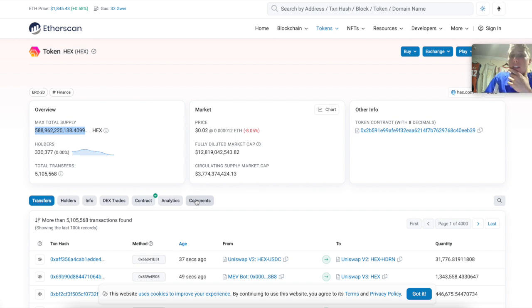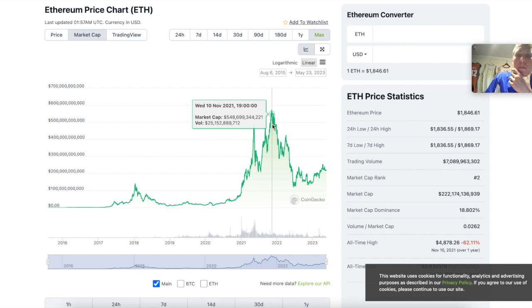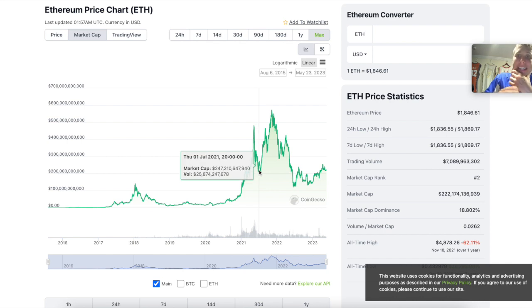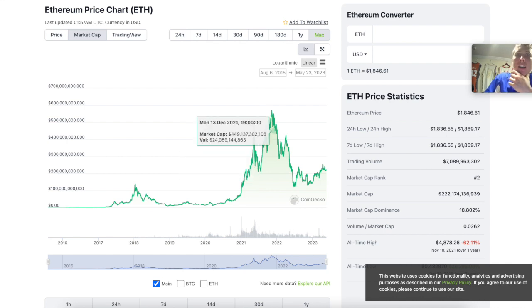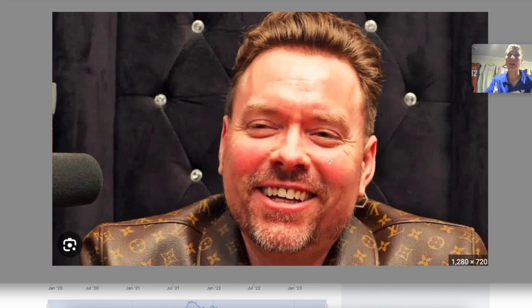588,962,220,000. Basically, at one point in time, this market cap was about $350 billion. Now, if you compare the market caps on ETH, the peak for ETH was around 500 billion. And there was a point in time where ETH was actually flipped by Hex, just going based on pricing and market caps. But anyways, Hex made a lot of people a lot of money, and they have a cult-like following to this dude named Richard Hart. This is Richard Hart. He's basically behind Hex and the Hex token and Pulse Chain. Get it, Richard. Get it.